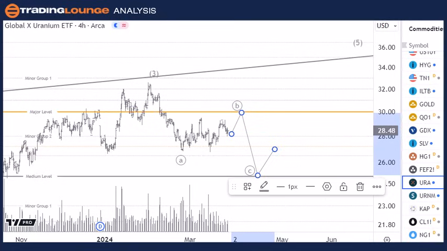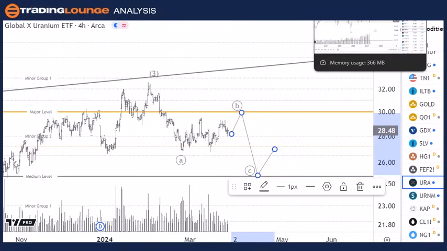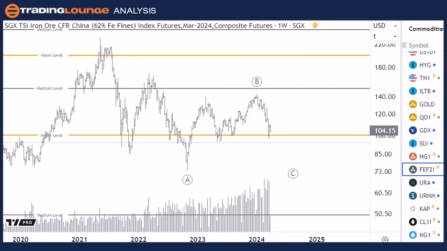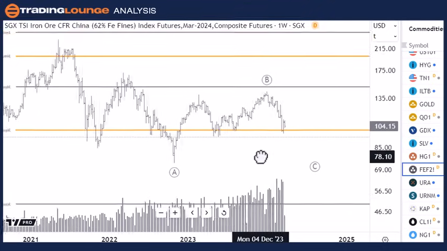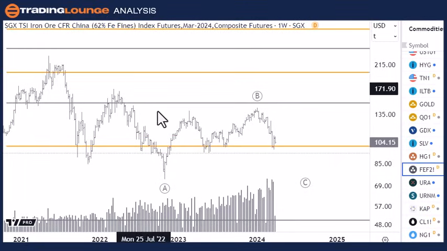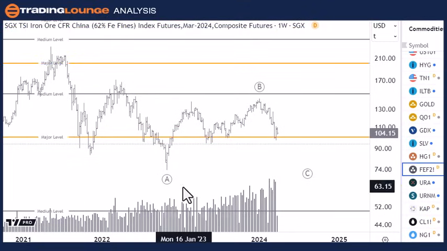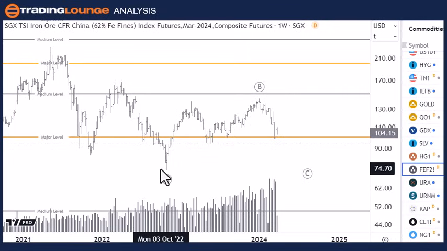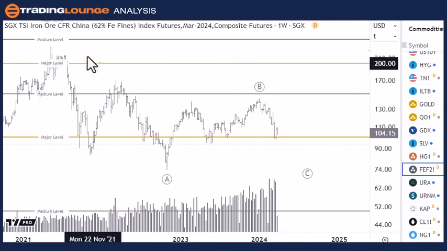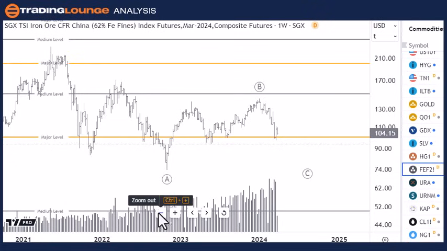And then we come over to iron ore. So this here is on the Singapore exchange. So on the SGX, this is a weekly chart, and looking at this, first of all, this is in 3 waves here. So in the bigger picture, we know that one day we'll be taking the top out here. But in the meantime, we've got to figure out what we've got here.